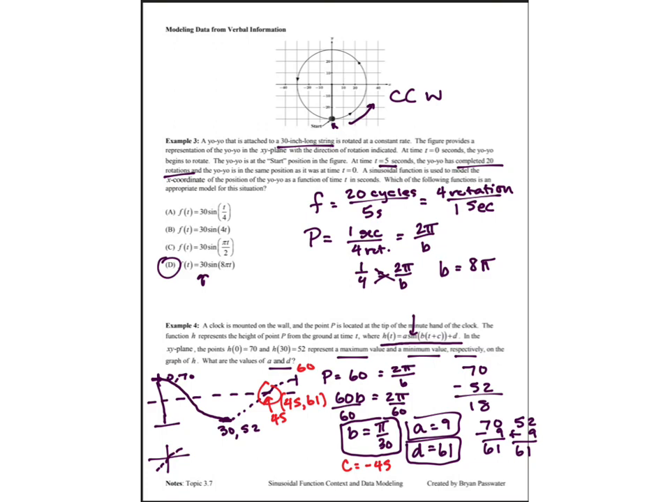Okay, so let's put it all together. Let's see if we can get a function here. H of t equals 9 sine pi over 30, parentheses, t minus 45, plus 61. Two parentheses there, sorry.